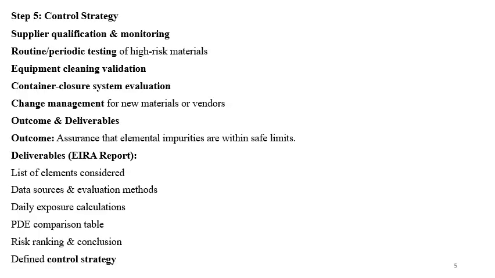Now coming to the control strategy. Whatever risk assessment you have done and risk found, based on that you will do the risk control strategy. Supplier qualification and monitoring, routine periodic testing for the high risk materials, equipment cleaning and validation, container closure system evaluation, change management for new materials or vendors, and then outcome and deliverables. So outcome will be assurance that the elemental impurities are within the safe limits. Deliverables are like list of elements considered.